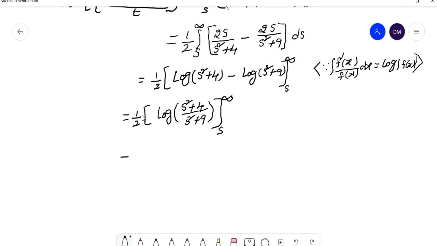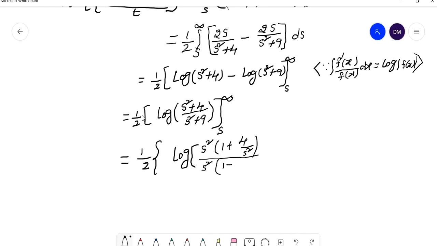So this is equal to 1 by 2 into log of, and we can take s square common in the numerator and denominator. So I am taking s square common: 1 plus 4 by s square. In the denominator also I am taking s square common: 1 plus 9 by s square, right?